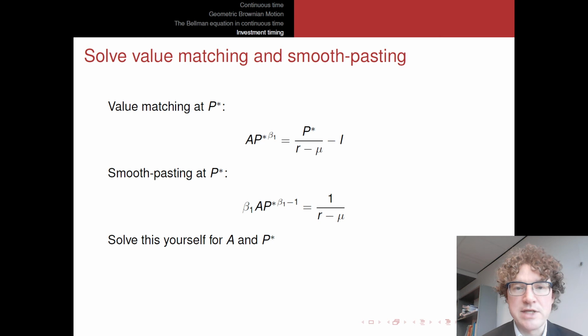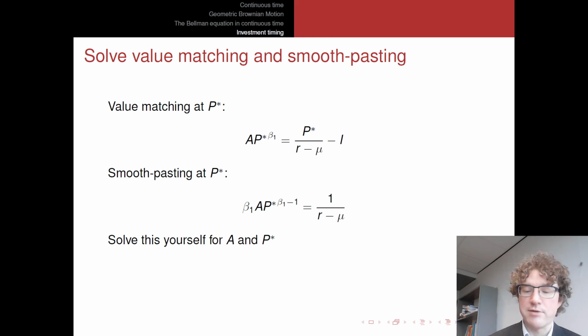So A times P star to the power beta 1, which is what we have on the left hand side, should equal the value on the right hand side, P star divided by r minus mu minus I, the NPV. And the derivative of the left hand side should equal the derivative on the right hand side, which are called the smooth pasting conditions. So what you need to do is actually solve these two conditions for both A and P star. So these are two equations and two unknowns.